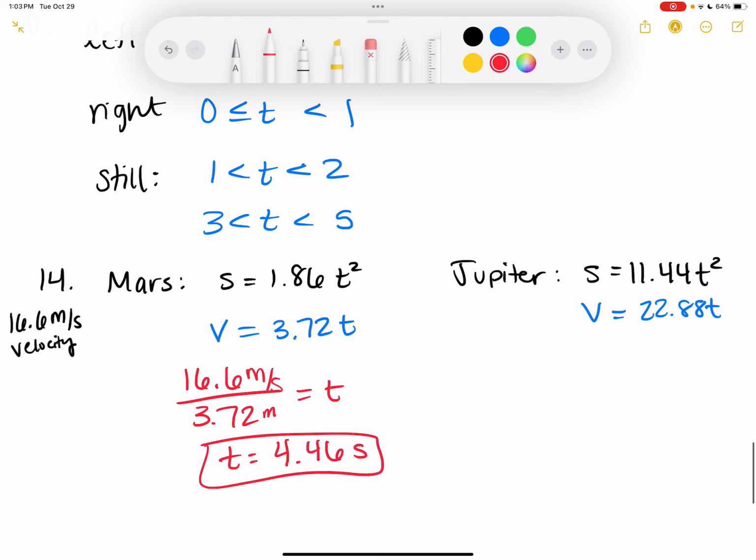Seconds. So that's for Mars. Same thing over here for Jupiter. 16.6 divided by 22.88 equals t. So t equals 0.73 seconds.